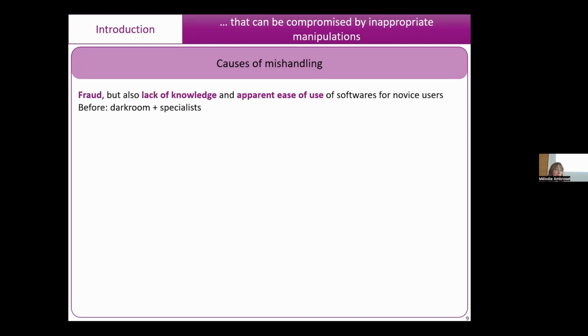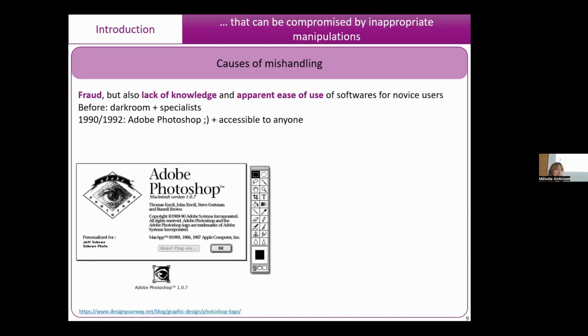Before digital images, we had dark rooms and specialists, so it's fair to say that these people knew what they were doing to their images. It required a certain amount of expertise. And then in the 90s, Adobe Photoshop appeared. Can you admire this beautiful fresh logo of Photoshop? And the problem is it was accessible to anyone, basically, without any kind of expertise.